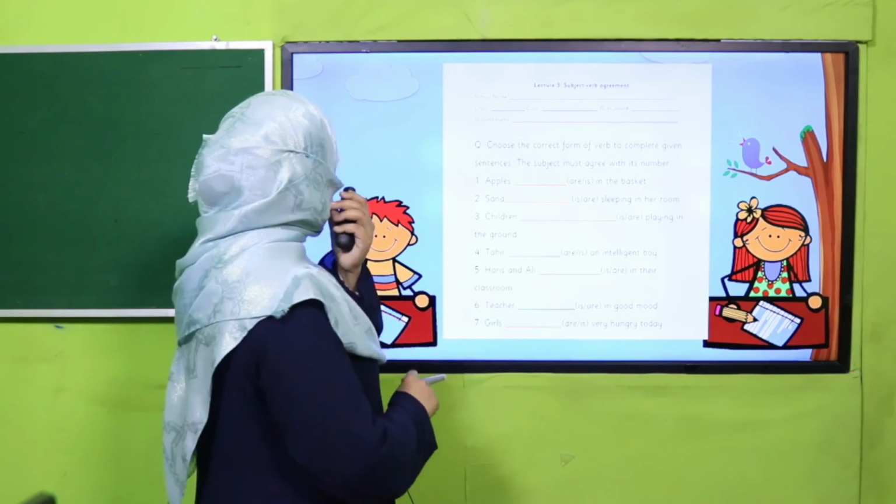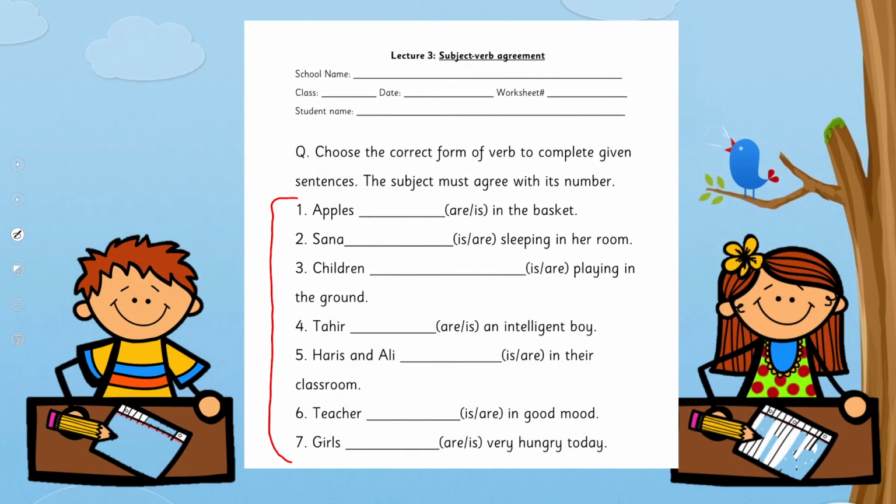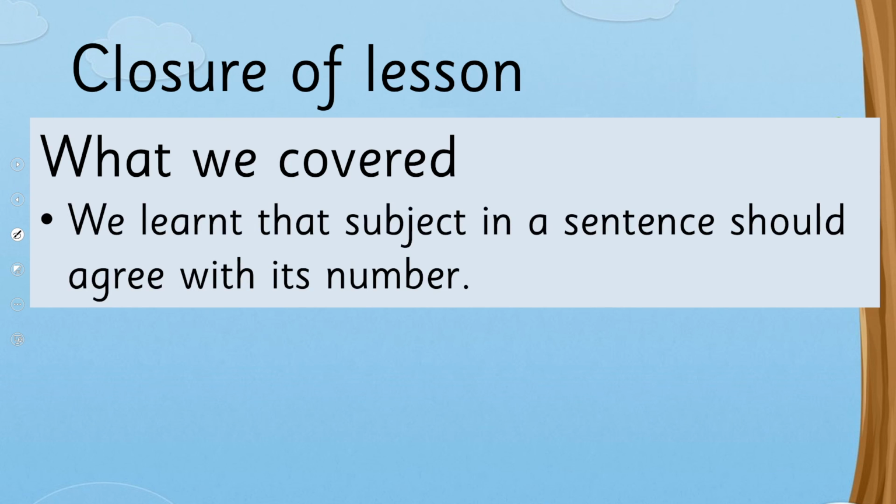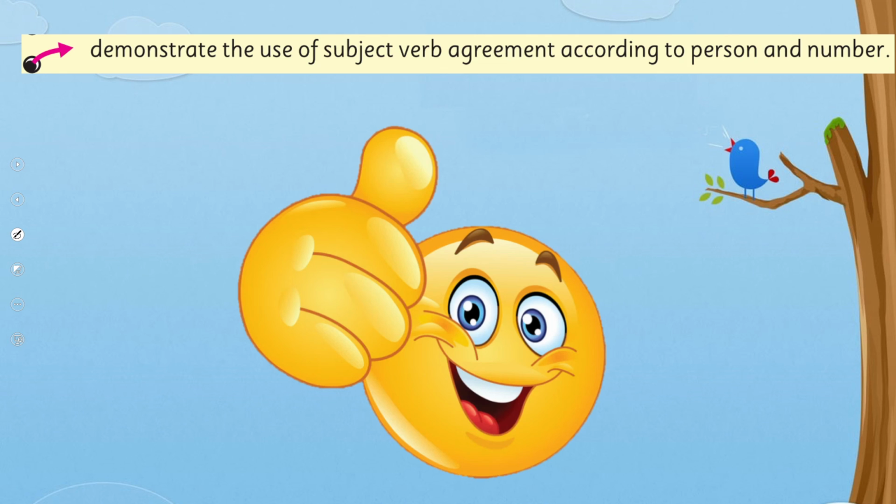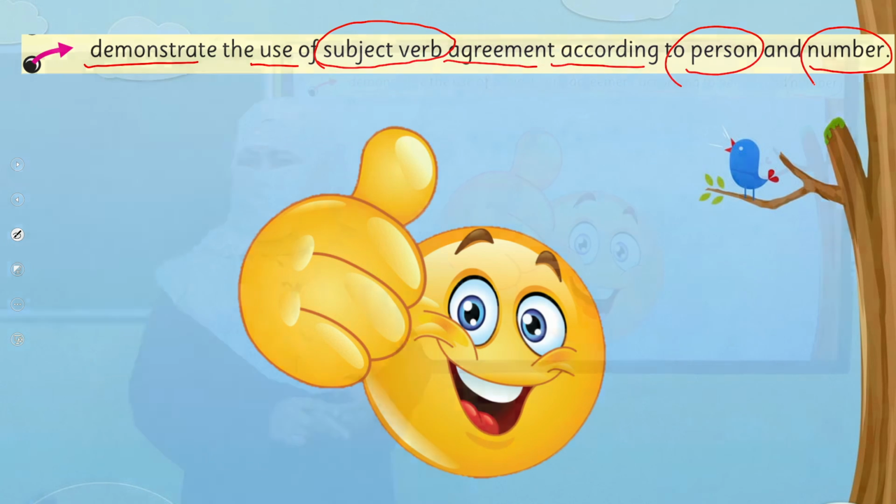And students, what you will do, once again, sentences are here. You have to select the correct verb according to subject. So what we have learned today, we learned that subject in a sentence should agree with its number. And my dear children, if it does not agree, the sentence will be wrong. That's why we have to be very careful. So in this way, we achieved our SLO to demonstrate the use of subject verb agreement according to person and number.